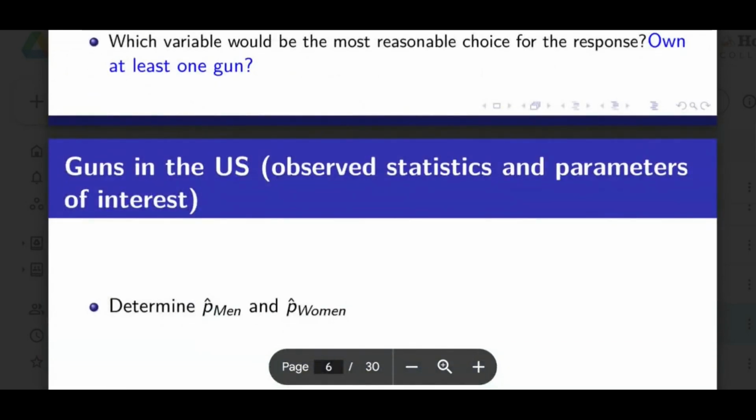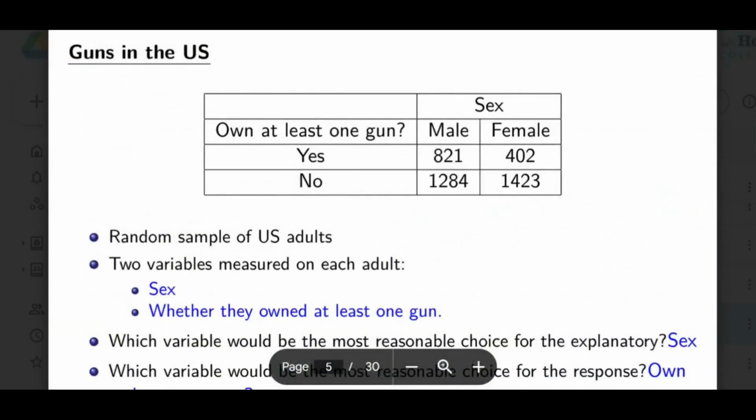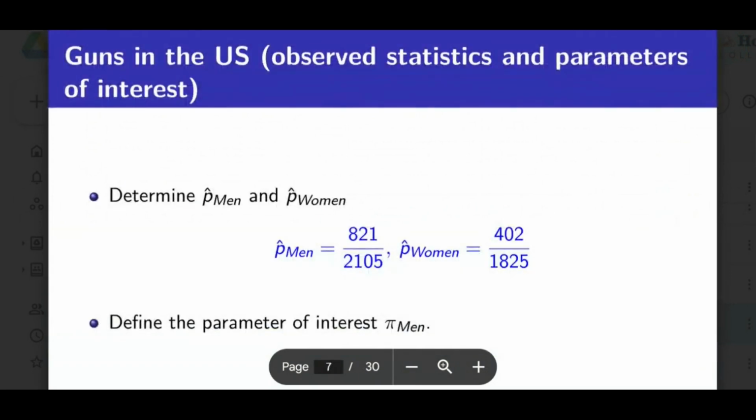Anyway, determine p hat men, p hat women. I've introduced this concept already in your worksheet. Can anyone tell me, you don't have to tell me the number, what would you do to get p hat men? What would help as an addition to this table that's not on the table originally? If you want to find p hat men, what did you do in the worksheet? Yes, it would help to get a total, find out how many men there are, then find the fraction. Does it make sense? I have the answers in the slide. I'll show it to you now. Do you agree that p hat men is 821 out of 2105?